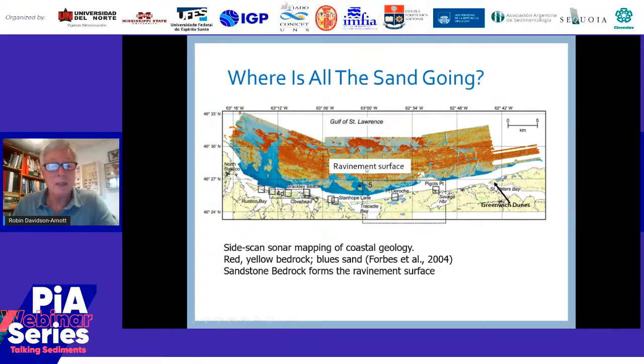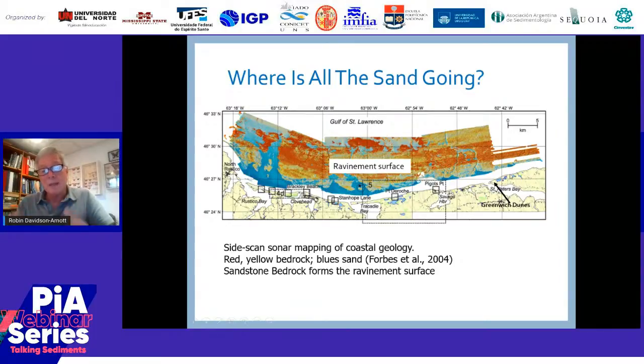So this is essentially a ravinement surface produced by material, sediments deposited on here being carried landward, and they now form the barrier systems and beaches that extend all the way along this area. So the barriers I showed you were here, and the area that we're working in is in this section here.